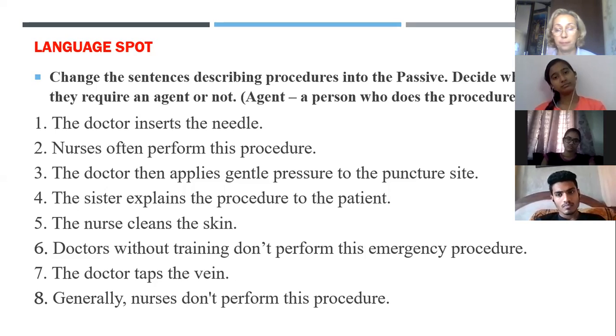And the last one is for Khadija, who is not here. Mayuka, please. Generally, nurses don't perform this procedure. This procedure is not performed by the nurse. Yes, the agent is necessary here, so it requires using an agent.